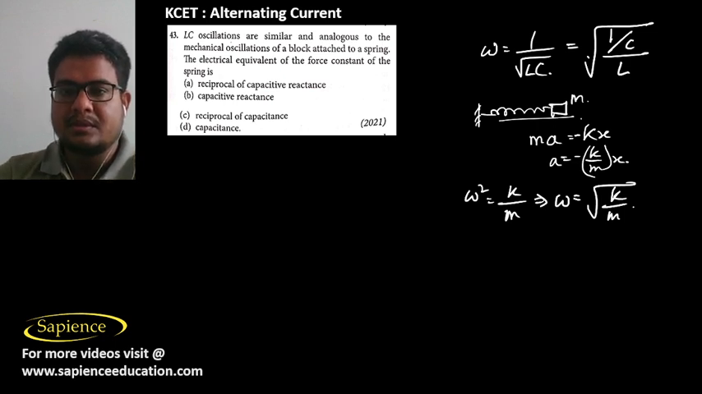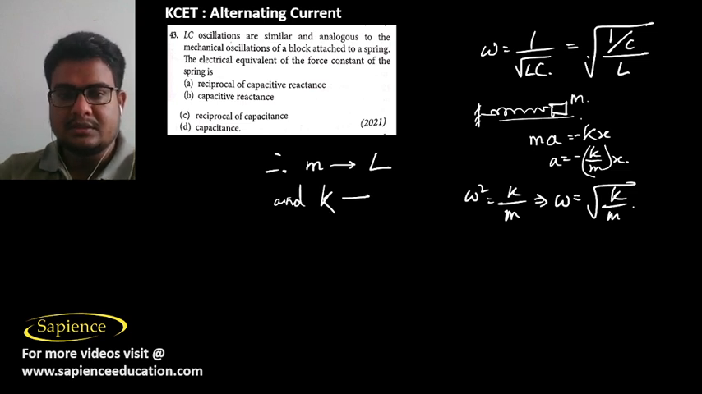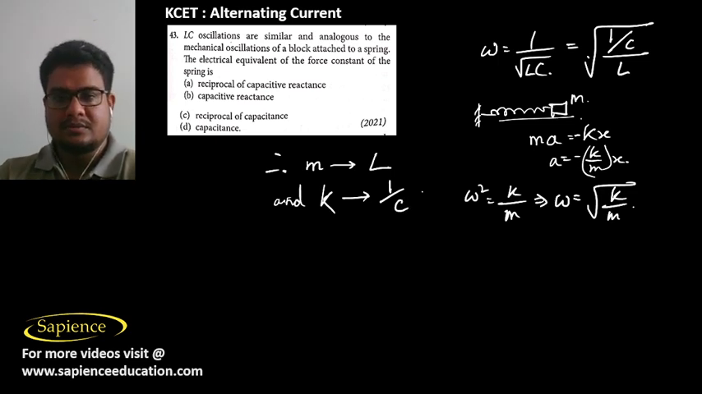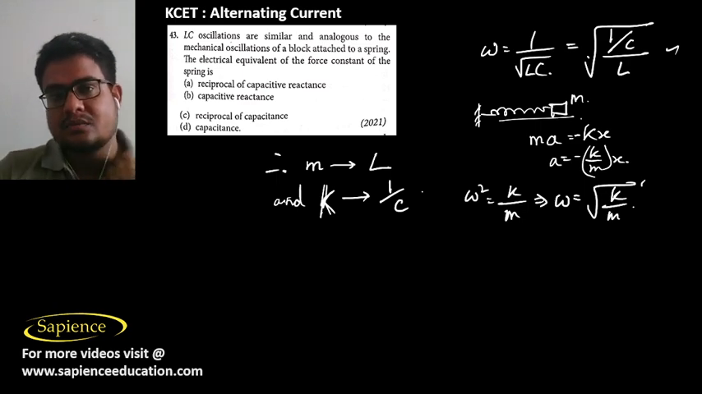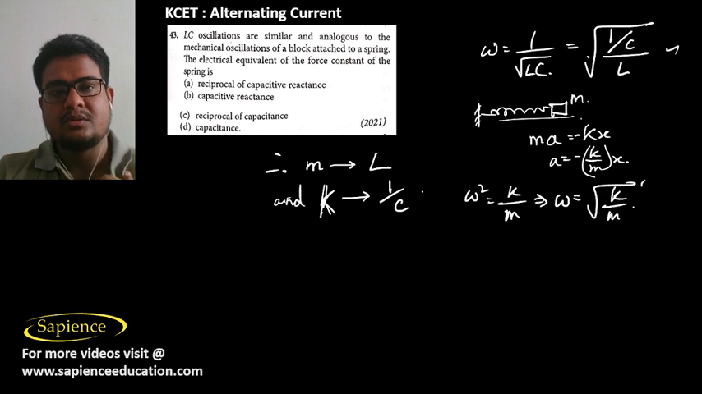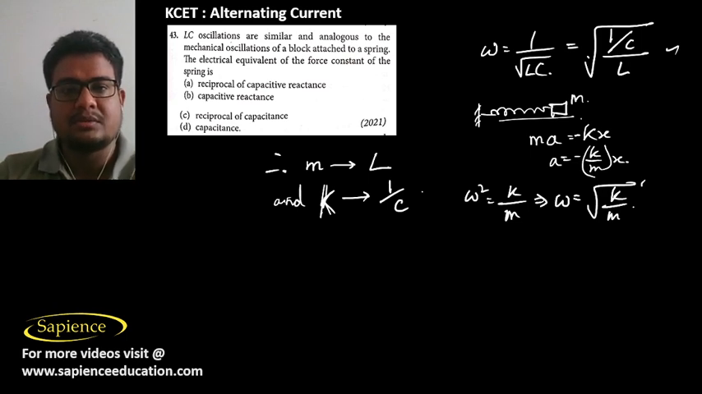So if we compare, the equivalent of the mass, the spring, that is equal to the inductance, and the spring constant k, that is equivalent to the reciprocal of the capacitor. If we compare the electrical equivalent of the force constant, it is 1 by C. It is the reciprocal of the capacitor.